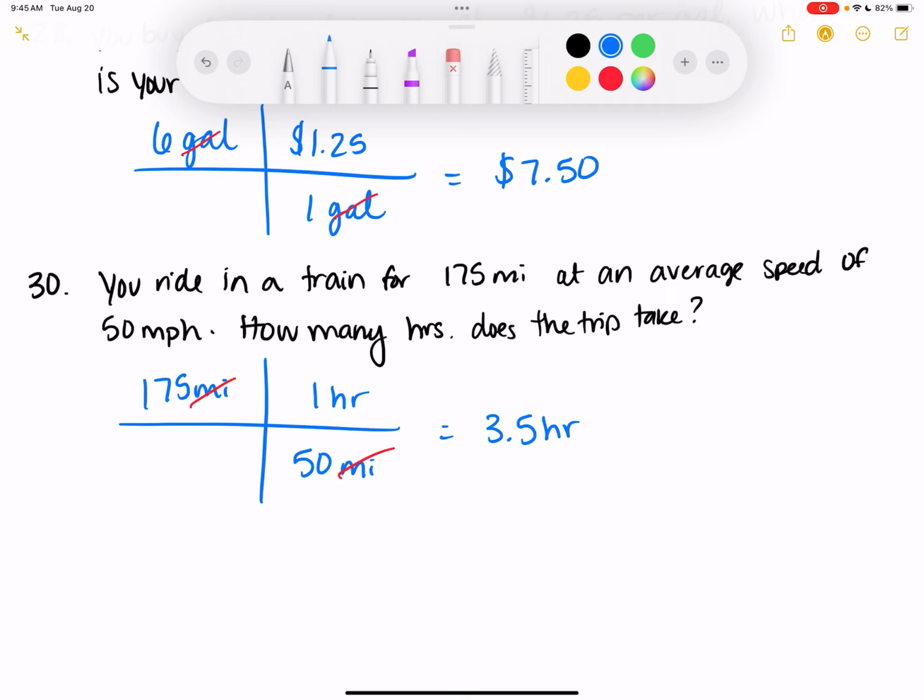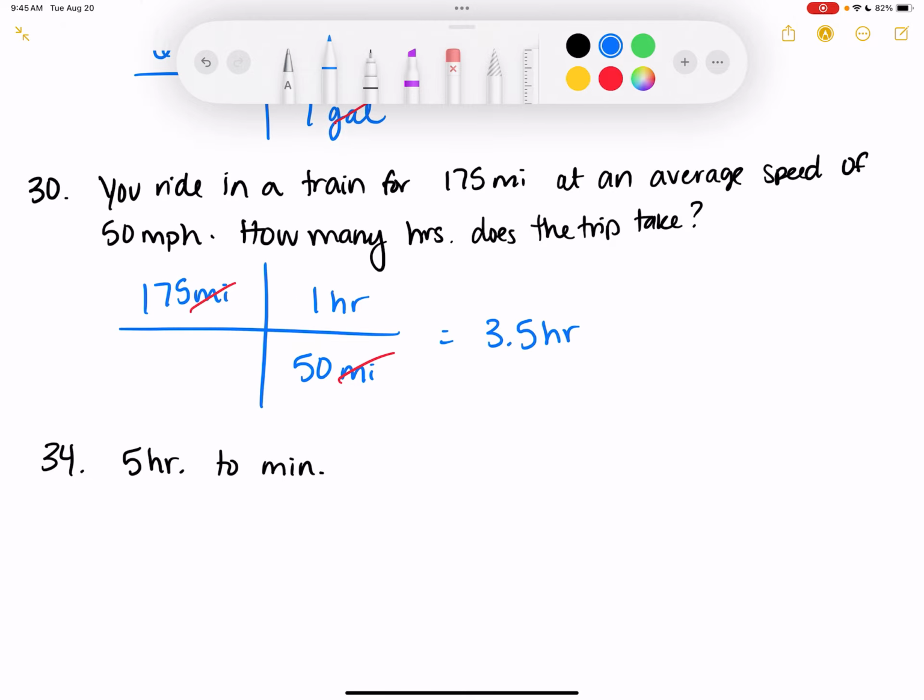Perform the indicated operation. 3, 4, 5 hours, 2 minutes. How do I do that? Multiply 5 hours by 60. 300.